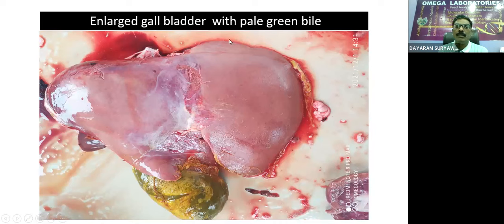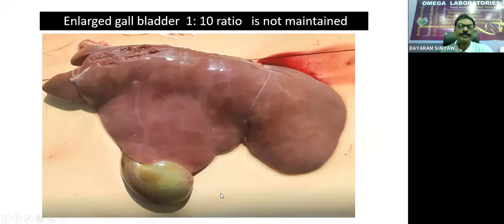Then, enlarged gallbladder with pale green colored bile. So here you can see the color of the gallbladder is pale green, but having much more froth inside it. That could also be one of the reasons whenever there is excessive production of bile, and it gets complicated by some gas producing organism like Clostridial infection. In that case, we can see froth present in the gallbladder.